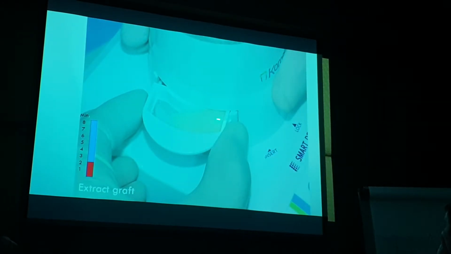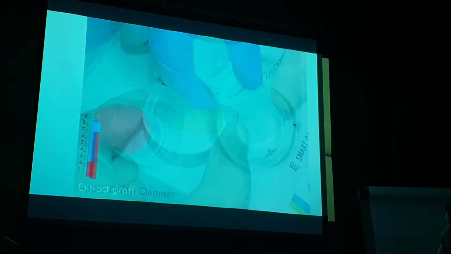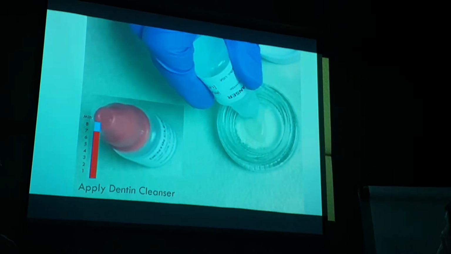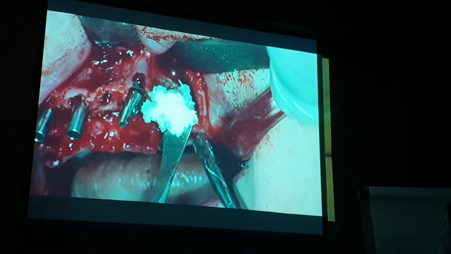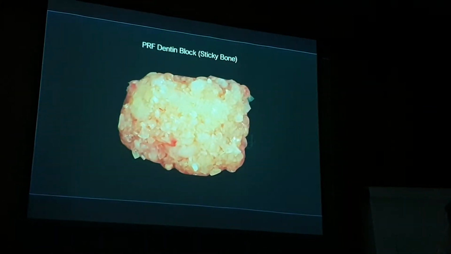There it is. Look at that. Beautiful graft material. Then we have a series of cleansers that we use, a demineralizer, a cleanser, and then it doesn't have to be sterilized because we're using it, and then we're delivering this right to the defect area. We can also mix it with autologous fiber and make essentially sticky dentin bone. It works great.